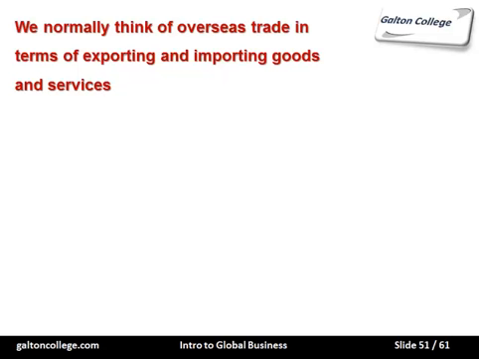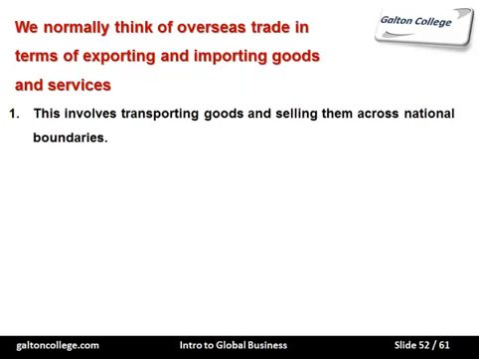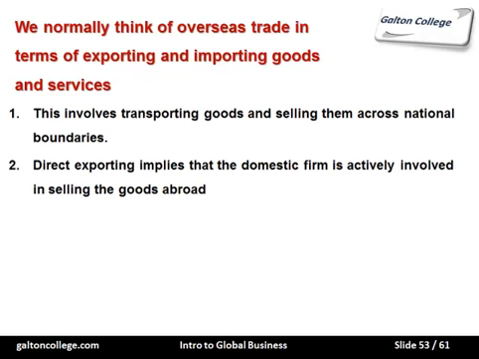We normally think of overseas trade in terms of exporting and importing of goods and services. This involves transporting goods and selling them across national boundaries. It's the way we normally think of international trade, transporting goods and selling them across national boundaries. Direct exporting implies that the domestic firm is actively involved in selling the goods abroad. So that is direct exporting, selling goods abroad, across national boundaries.